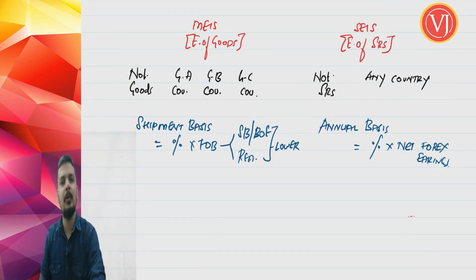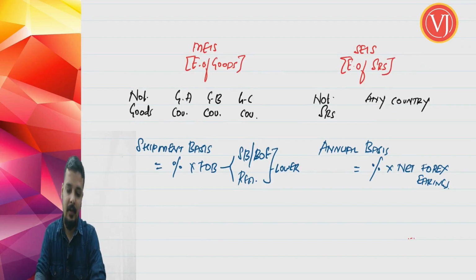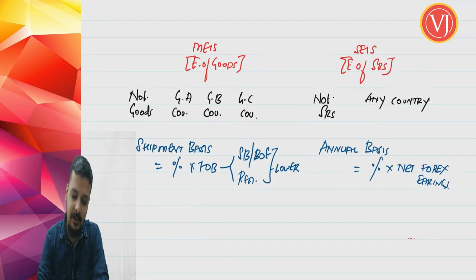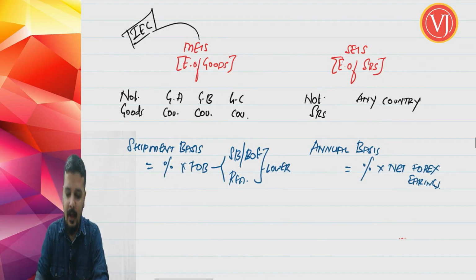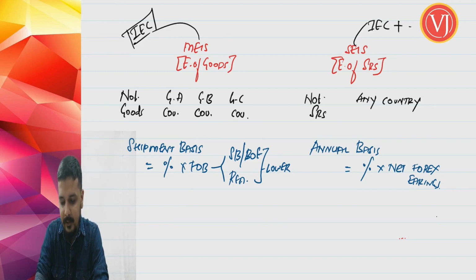And friends, if you talk about the other small aspects, mainly the conditions, it is a very simple condition. You should be an IEC holder. You should have an import export code. That's it for MEIS. Whereas for SEIS, you should have an import export code, plus you should receive a minimum of $10,000 if you are an individual or sole proprietorship concern, and you should reach $15,000 for others, right?